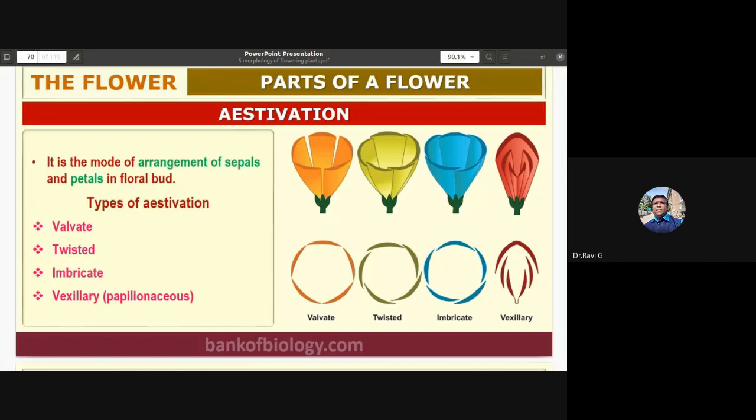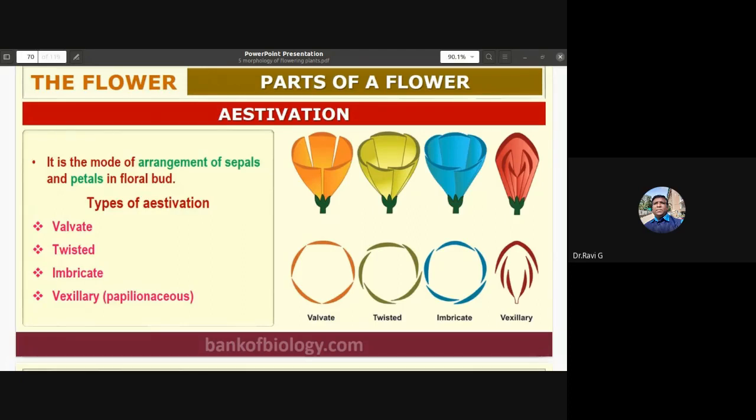This sort of arrangement where the first petal is completely in, we call imbricate estivation. Vexillary estivation is also a type of imbricate estivation, but here the first petal will be completely out. And you can notice this vexillary estivation in the papilionaceous corolla.